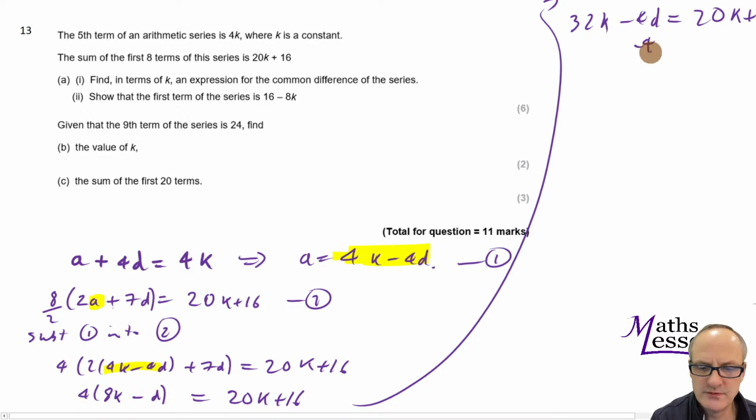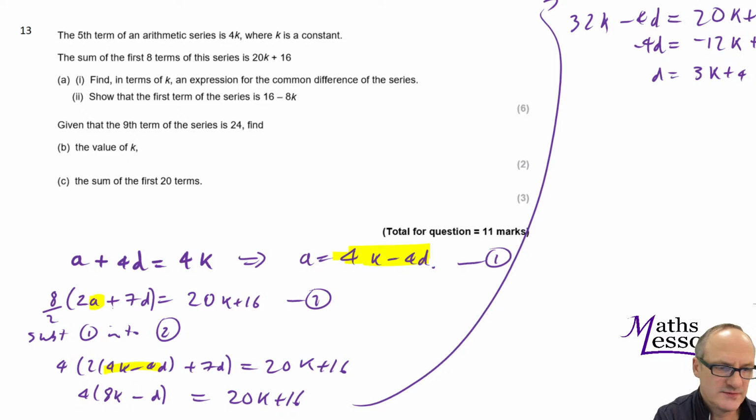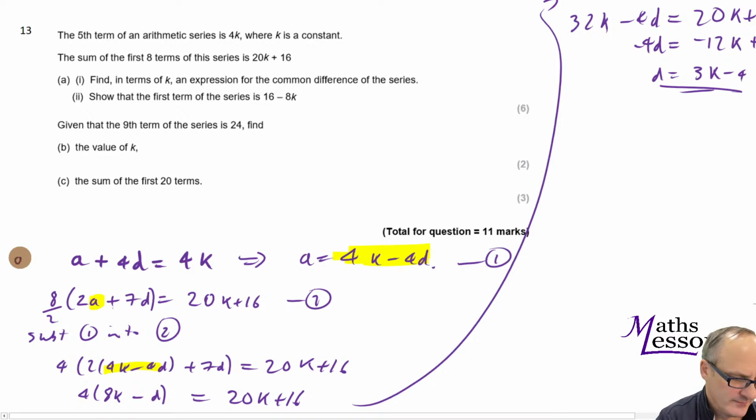So we get minus 4d will equal 20k minus 32, which is minus 12k, and we've got plus 16 there. Divided by minus 4, we get d is equal to 3k plus, not plus 4. So divided by minus 4, 16 divided by minus 4 is minus 4. So we've got our value for d. So we find the common difference for the series. So that's the answer to part A, part 1.